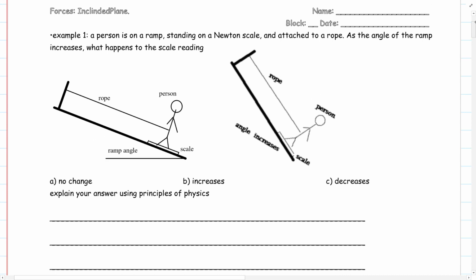Example 1: a person is on a ramp standing on a Newton scale and attached to a rope. As the angle of the ramp increases, what happens to the scale reading? Will there be no change? Will it increase or will it decrease?